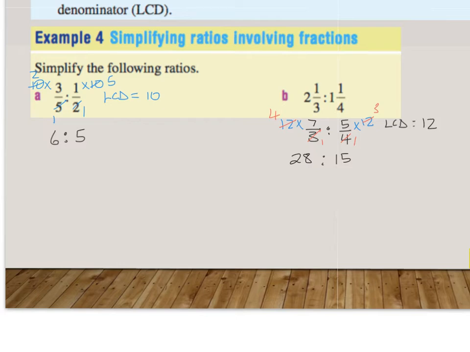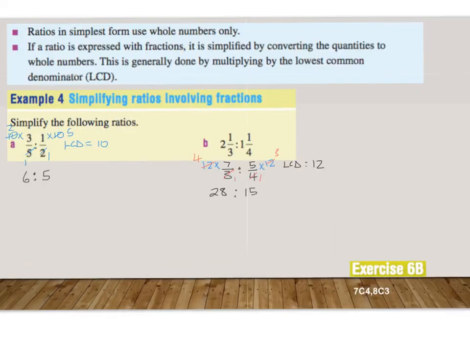What I would like you to do is, once again, pause the video and do the following questions. So can you please do 7 column 4 and 8 column 3. Once you've marked it, you can continue watching the video.